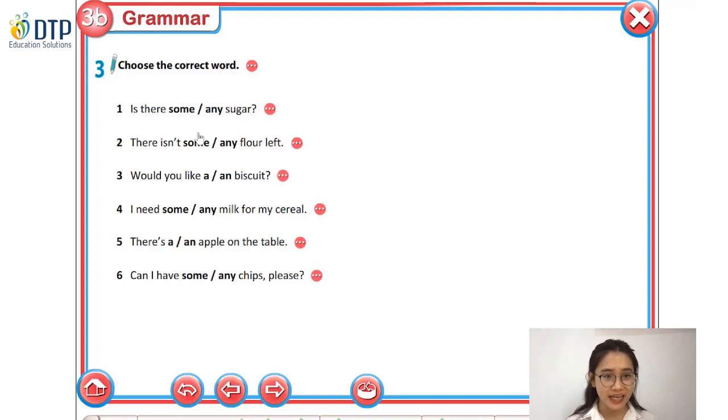So now let's have a look at the word sugar. Is it countable? No, it isn't. So it is uncountable. Very good. Now, is it an affirmative sentence? No, this is an interrogative sentence. Vậy, điều thứ nhất, sugar danh từ không đếm được. Thứ hai, câu này là câu nghi vấn. Right? So which word should we choose? Some or any? Correct. This is any. Rồi vậy thì chúng ta sẽ chọn đáp án chính xác đó là any. Let's check it out. Perfect.